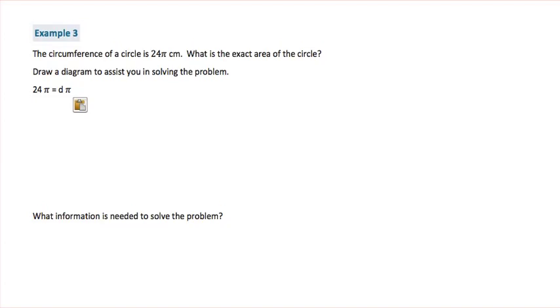So then I know that the diameter of this circle is 24. To find the area, I need the radius. Remember, area equals radius squared times pi. So my radius then is 12.